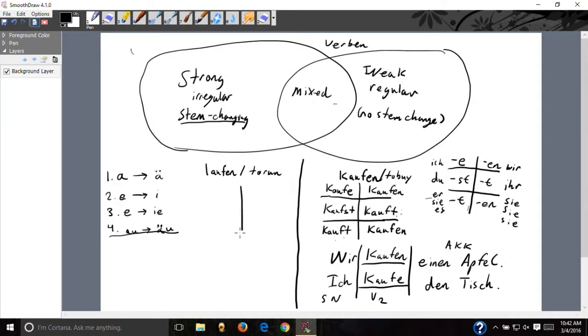One rule to recognize is that this vowel change or stem changing only occurs for the du and the er/sie/es forms. It does not occur for any of the others. So I would conjugate this not only according to the stem changing, but also according to these verb endings over here that we learned with the weak regular verbs.